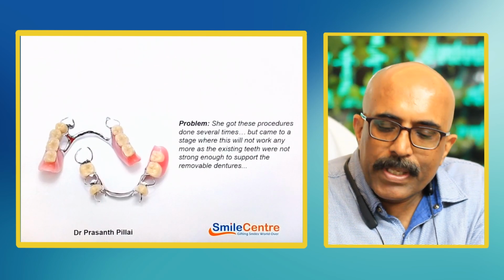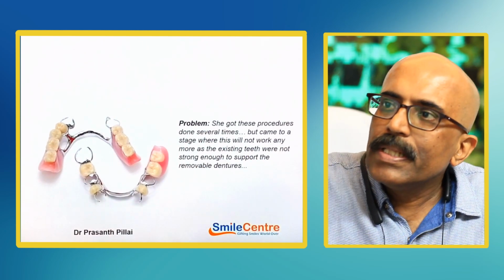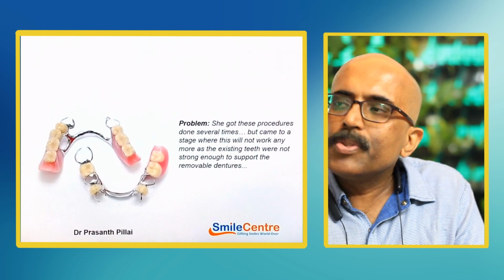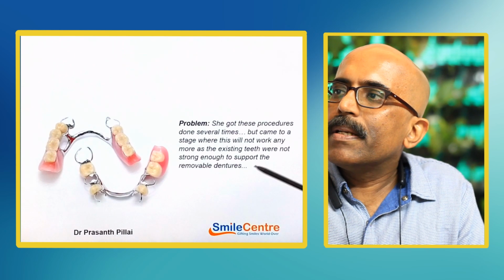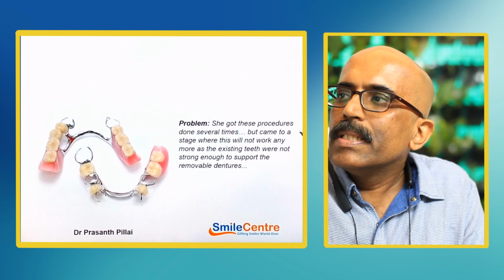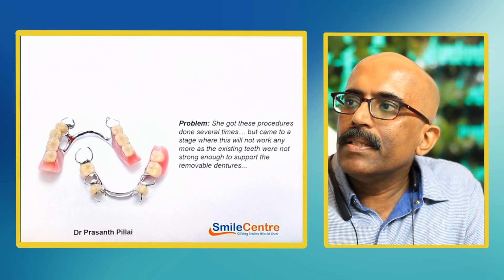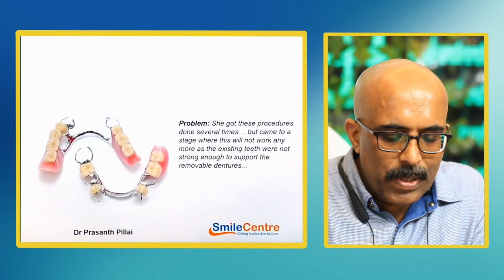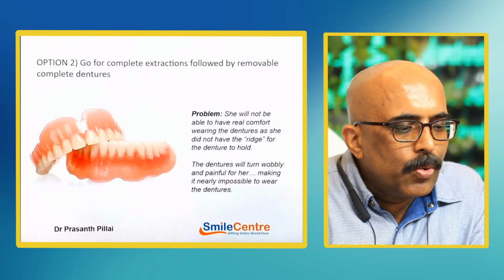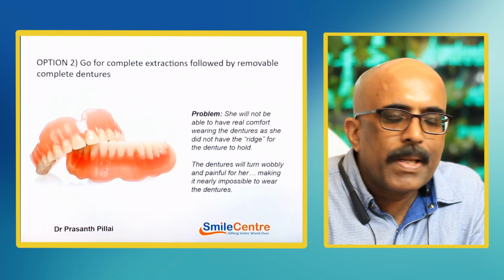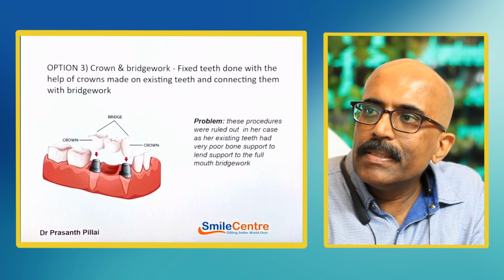Now, this picture shows the removable denture situation. She could not go for this particular procedure because she had already got this removable denture procedures done, but all this was failing because she came to a stage where this will not work anymore, as the existing teeth were not strong enough to support the removable dentures. Now, option 2 was to go for complete extractions followed by removable complete dentures, as you can see here. But this is again a compromise.